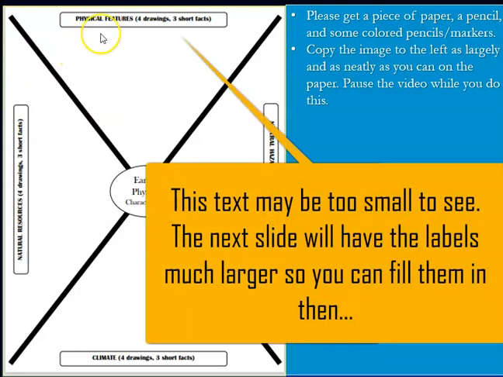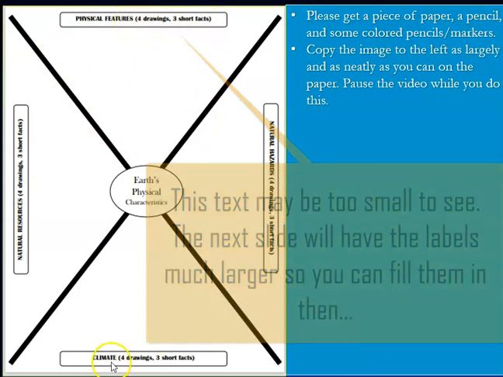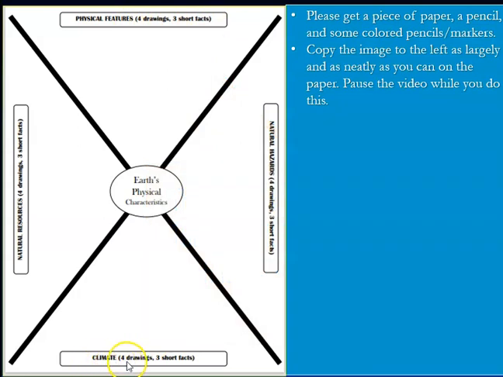Before you start, you'll see this says Physical Features, 4 drawings, 3 short facts. Down here it says Climate, 4 drawings, 3 short facts. Here, you might need to turn your head. It says Natural Resources, 4 drawings, 3 short facts. And over here it says Natural Hazards, 4 drawings, 3 short facts. And in the center it says Earth's Physical Characteristics.